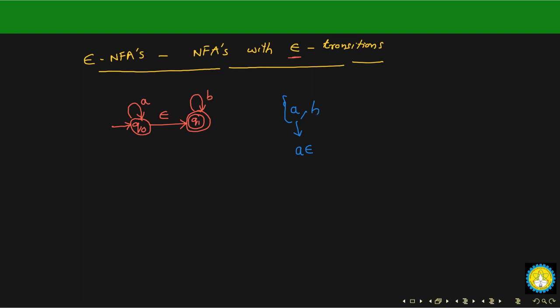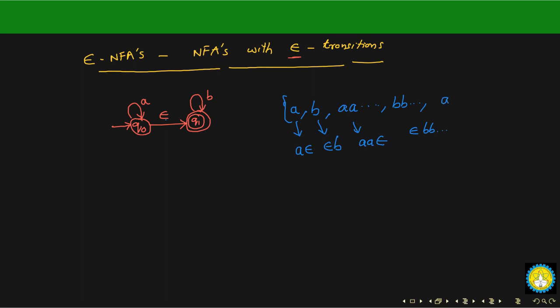Similarly, what about B? B can be written as epsilon B. There's nothing wrong in that. So once you get an epsilon from Q0, you are at Q1. Again, you're getting a B, again you're at Q1. So this is also okay. The symbol B is also accepted by this epsilon NFA. Now what about AA? AA can be thought of as AA epsilon, right? So in that sense, it is also accepted. So any number of A's is also accepted. Similarly, any number of B's is also accepted, because any number of B's can be considered as epsilon, and then any number of B's. So this is also getting accepted.